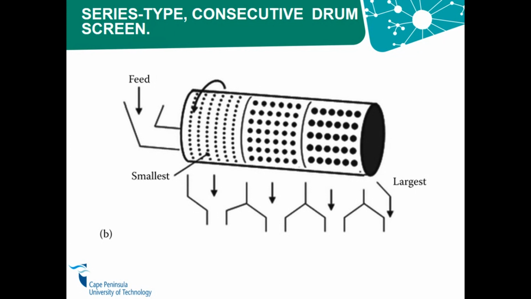As the drum rotates, the smaller materials come out and are collected at the bottom. Then the middle materials come out in the middle and are collected at the bottom. And then you've got the larger pieces, and the largest materials come out at the end. So this is basically how these consecutive drum screens function.